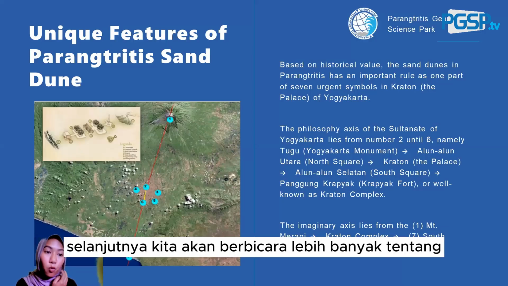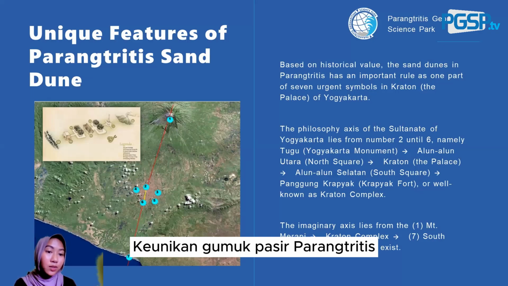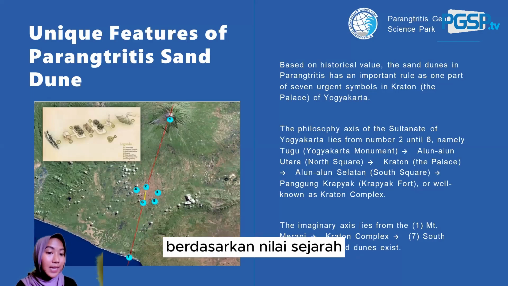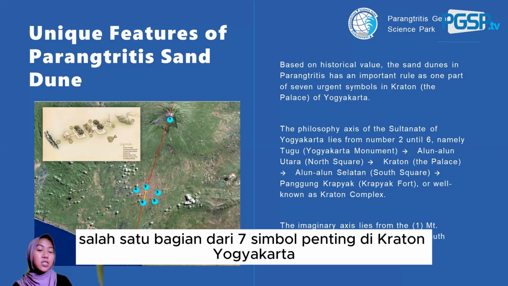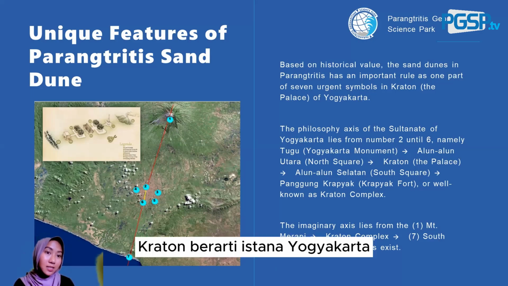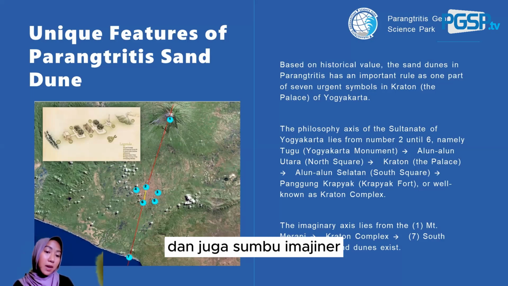Next, we are going to talk more about the unique features of Parangtritis sand dune. Based on historical value, the sand dunes in Parangtritis have an important role as one part of 7 urgent symbols in Keraton of Yogyakarta. Keraton means the palace of Yogyakarta. There are two kinds of axes here.